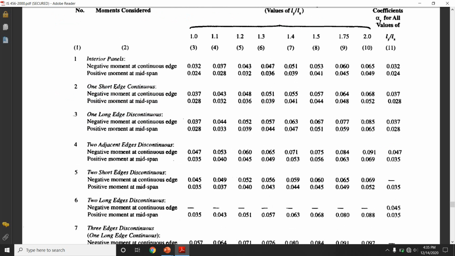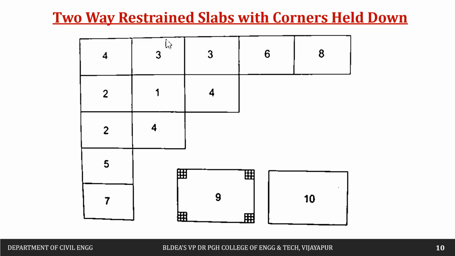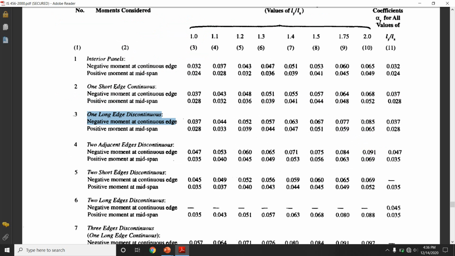Then next is one long edge discontinuous. Here this is slab number 3. This is the shorter span, and these are the longer spans. One longer span is discontinuous. These two shorter spans are continuous, and the other longer span is continuous. This is the third slab, which shows one longer edge discontinuous.